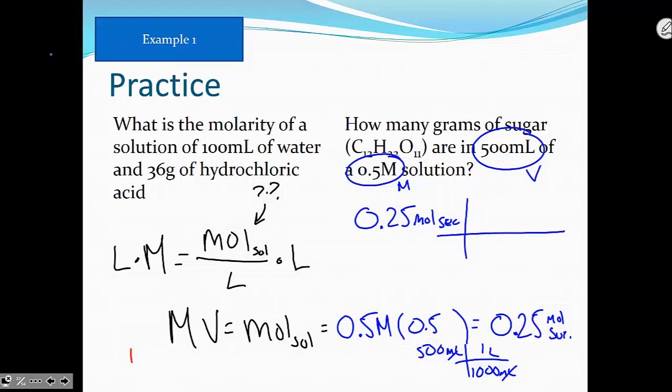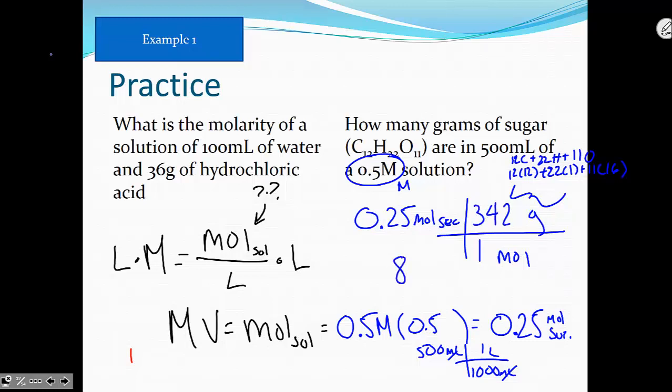So we'll take that quarter of a mole and we'll multiply by the molar mass to get rid of moles and go to grams. So the molar mass of sucrose would be 12 carbons and 22 hydrogens and 11 oxygens. So that'd be 12 times 12 plus 22 times 1 plus 11 times 16. The molar mass of sucrose is 342. So a quarter of that would be 85.5 grams of sugar is in our half molar.